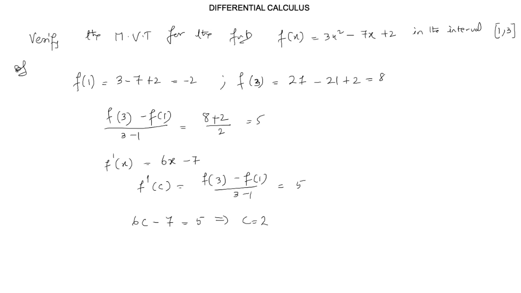Now we get c value as 2, which lies between 1 and 3, right? So it is interesting to note that the point c is the arithmetic mean of 1 and 3, right? So this is 4 by 2, which is 2, right?